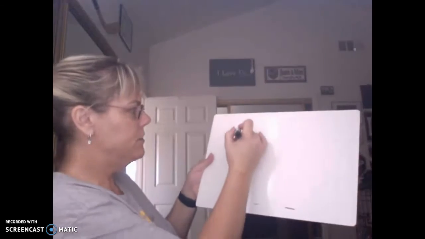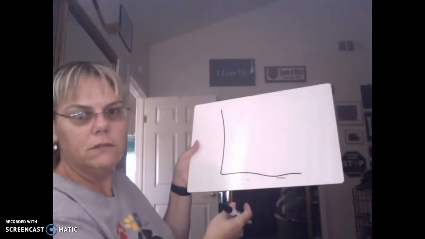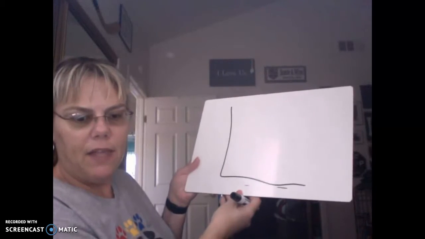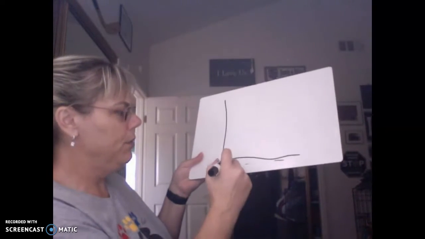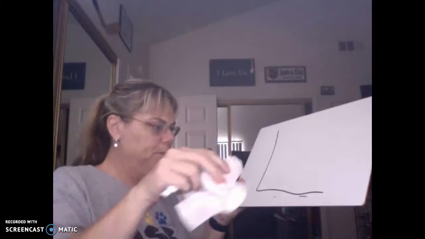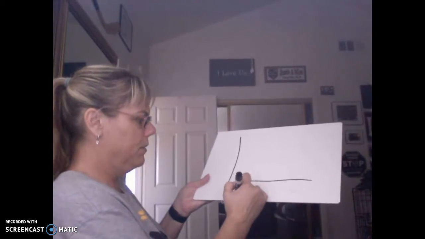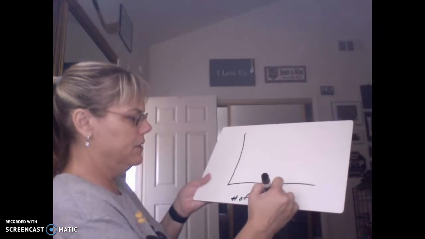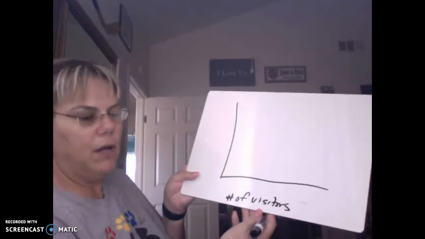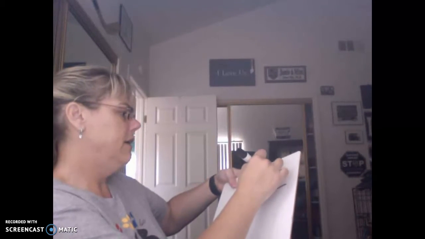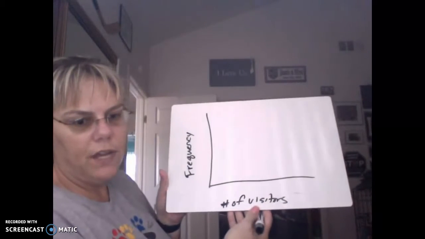We're going to make basically a bar graph. That's what a histogram is, but it's a little bit different. So I'm going to make an L. Hopefully it looks better than that, but that's what mine is. Then on the bottom, I'm going to put my number of visitors. Let me move this up a little bit. So this is going to be number of visitors at the bottom, and along the side is going to be my frequency. So how often are they coming?